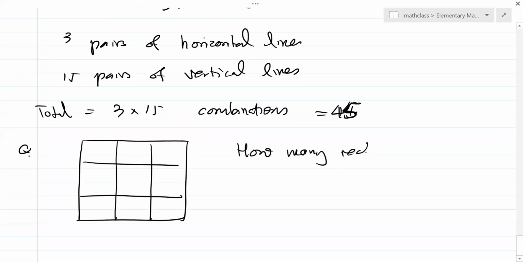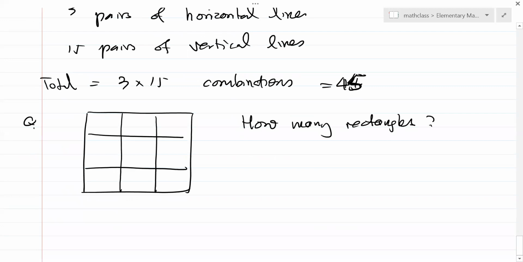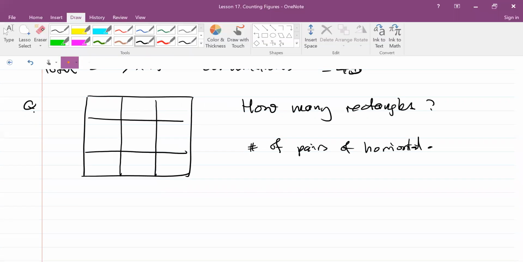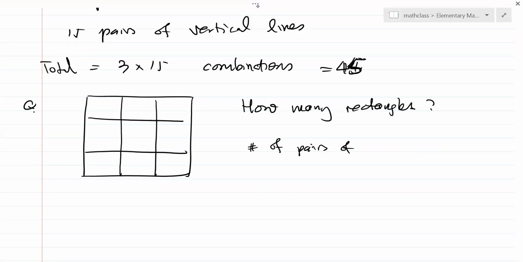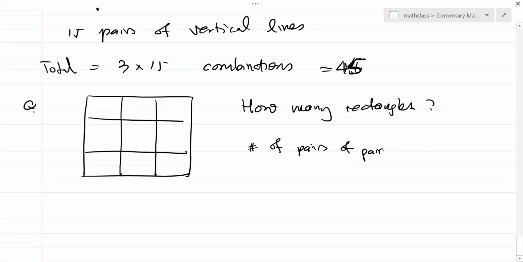How many rectangles in this picture? And now you get the idea, right? You just need to count the number of pairs of horizontal lines. Okay, sorry, I have to respell it. The number of pairs of vertical lines.